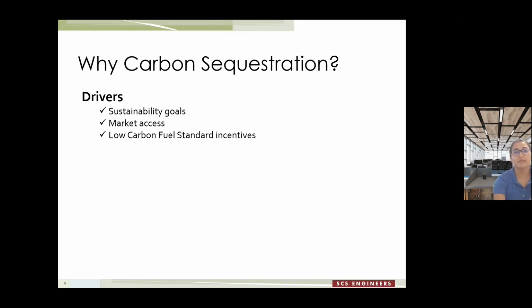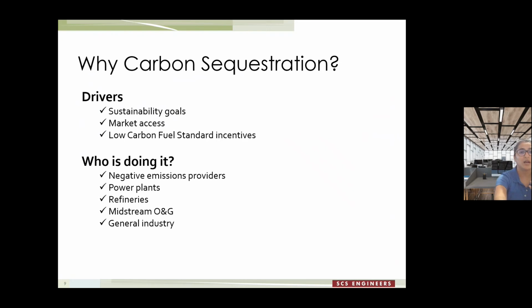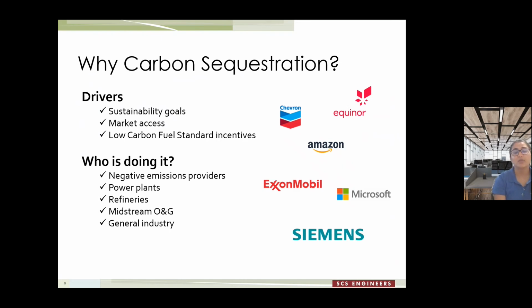And currently, the market is very, very hot when it comes to carbon sequestration. A lot of companies have sustainability goals. Even the government has some incentives that they are giving industries to look into carbon sequestration. Some of the participating companies are mentioned on the slide here.